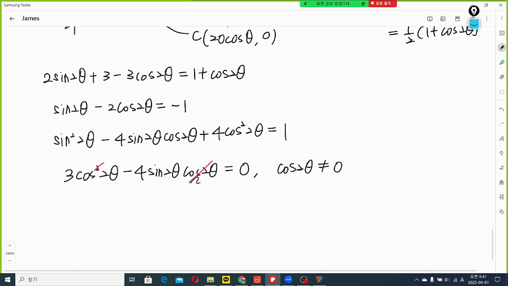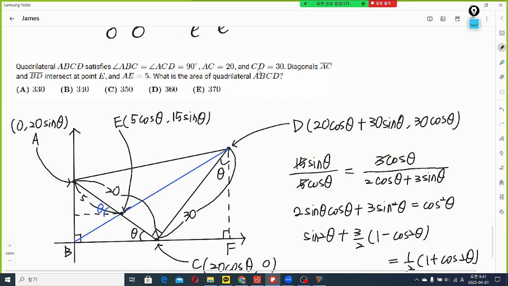And if we divide both sides by cosine 2 theta, tangent 2 theta is equal to 3 over 4, because sine over cosine is tangent. So when tangent of 2 theta is 3 over 4, let's try to find the area of this quadrilateral.